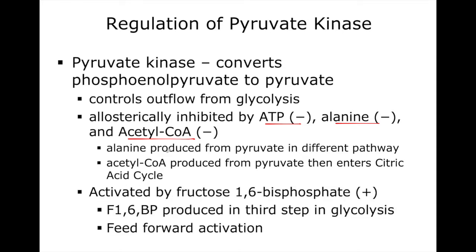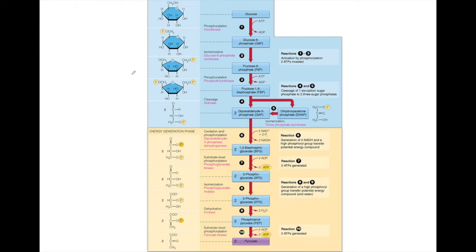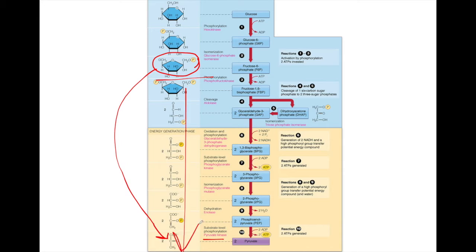Another thing about pyruvate kinase is that it is activated by fructose 1,6-bisphosphate. If we recall, fructose 1,6-bisphosphate is produced in the third step of glycolysis, and so this represents what is called a feed-forward activation. So here you can see a diagram of glycolysis, and typically when glycolysis is turned off or inhibited, we start to build up fructose 6-phosphate. When fructose 6-phosphate levels get high enough, they feed forward and allosterically activate pyruvate kinase. Therefore, they help increase our flux through glycolysis.